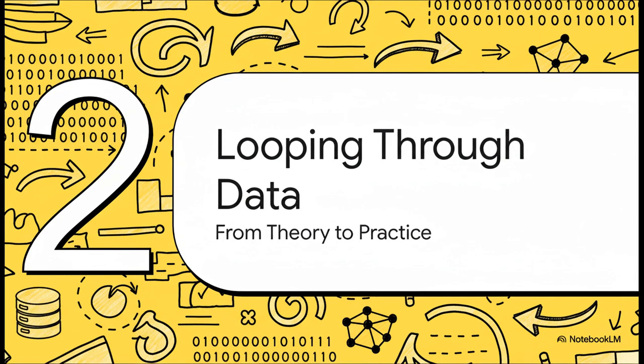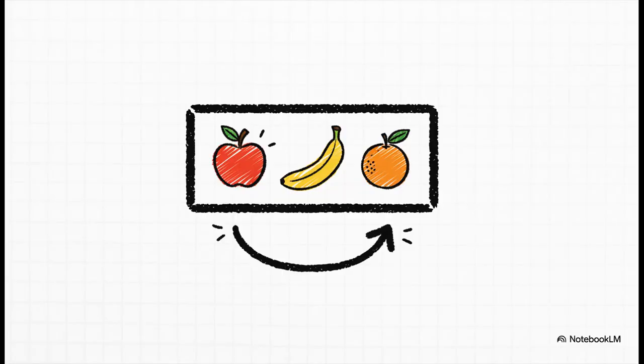Okay, so that's the theory, right? But let's be real. Loops really come alive when you start throwing actual data at them. This is where the magic happens. You know, this is probably one of the things you'll do a million times in Python. You have a list of stuff, and you want to do something to each and every item. The for loop makes this feel so natural.